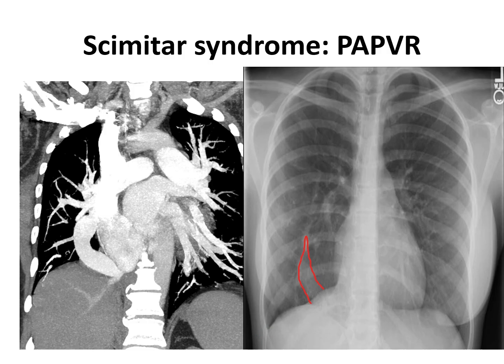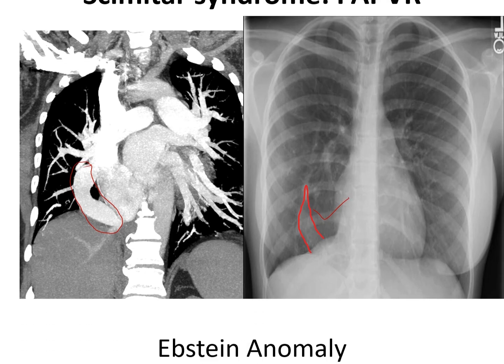And on chest X-ray it appears as an abnormal band-like opacity in the right lower zone, as I have said, which we can see in this image. And this is the CT image. This shows the anomalous vein draining into the inferior vena cava, and this is the scimitar sign.